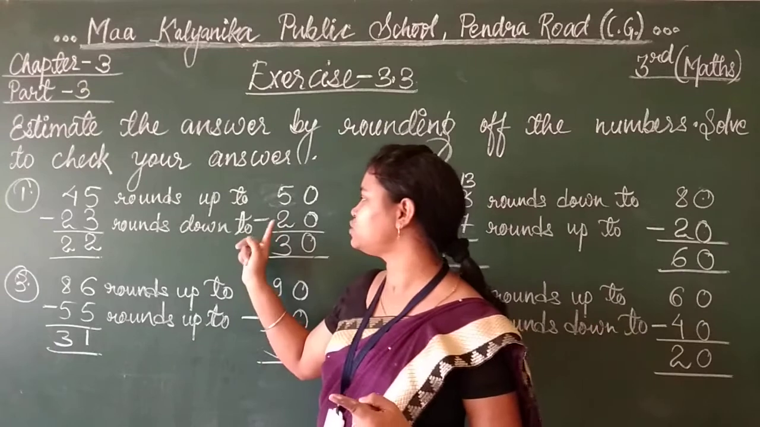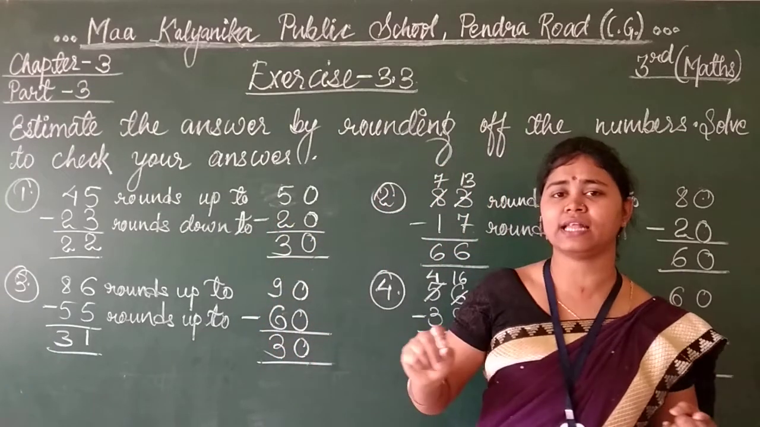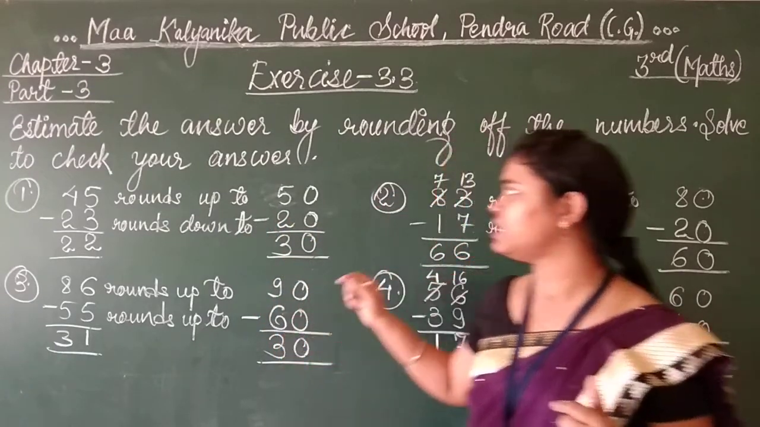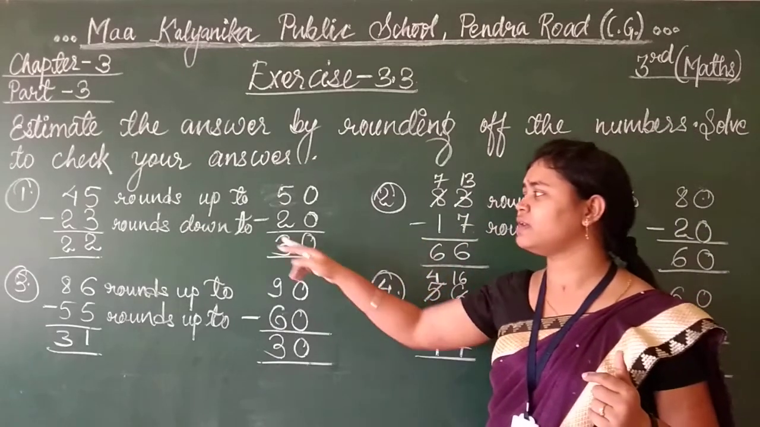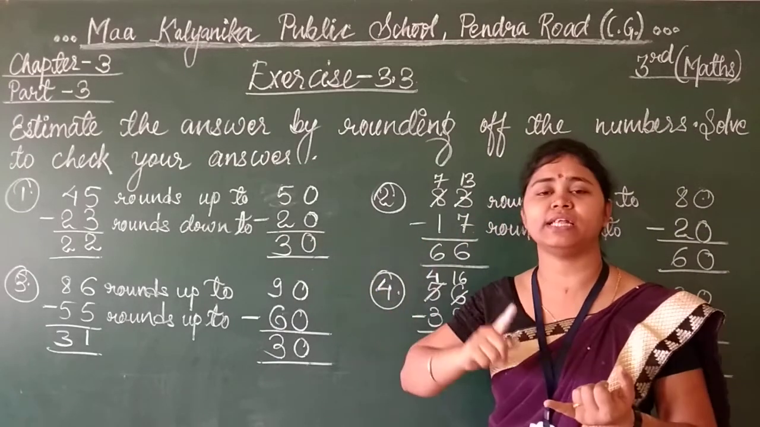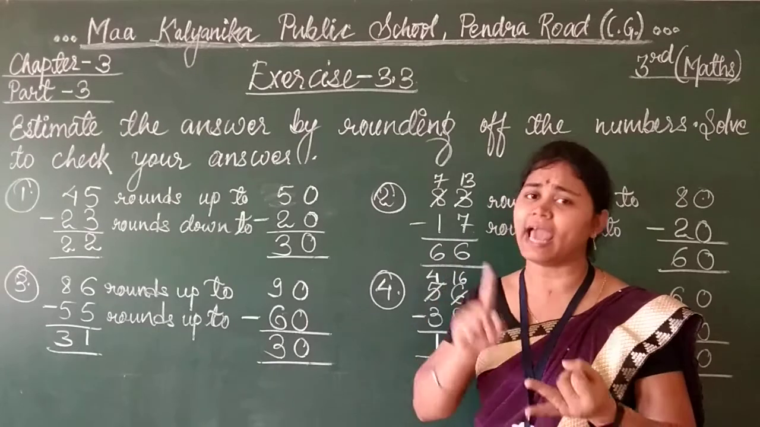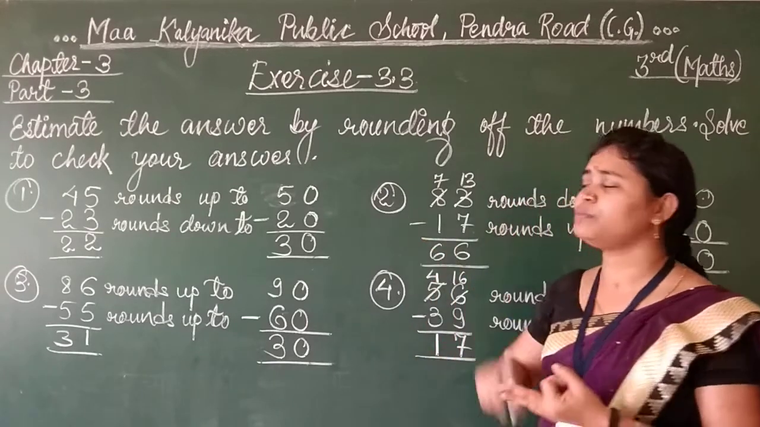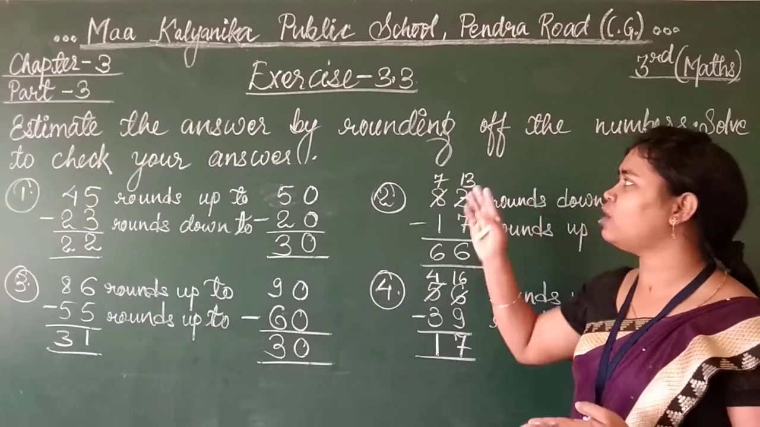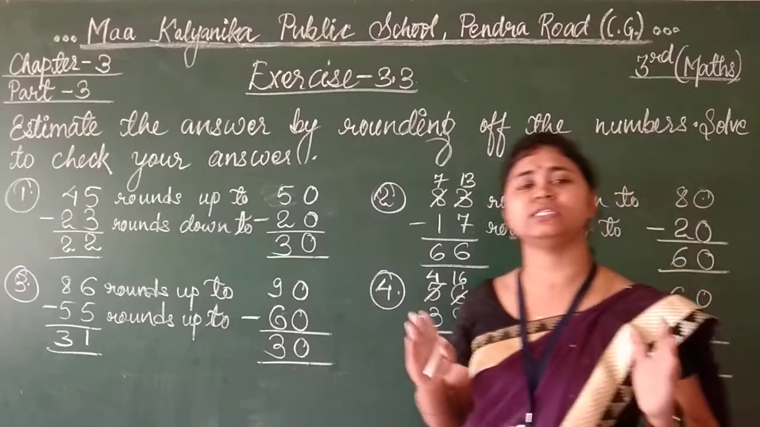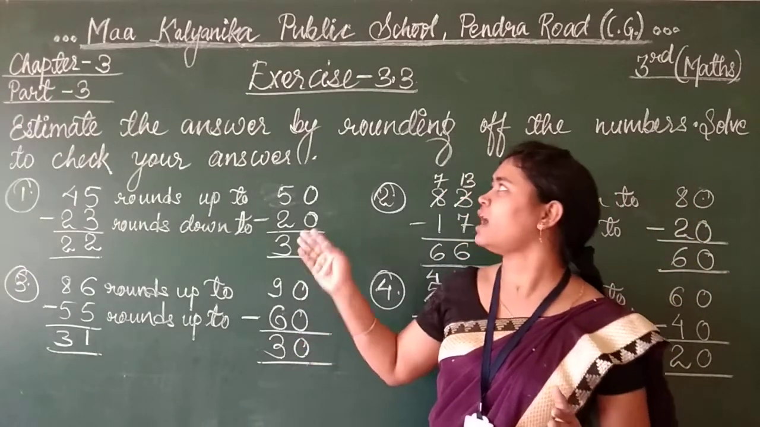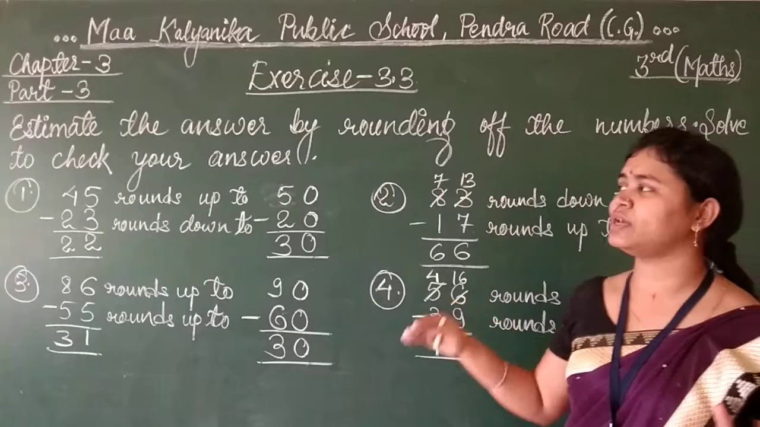Along with that, see students, here the minus sign is there, means the difference portion is there. And in the previous exercise we have solved about the estimated sum, actual sum, rounds up to, rounds down to, and how to round up the number to the nearest 10. Okay students, so I hope exercise 3.3 is very easy for you.